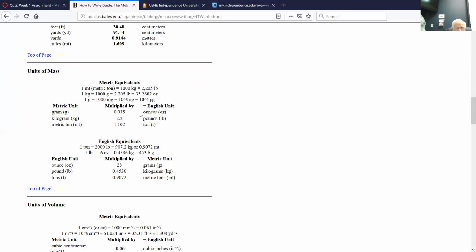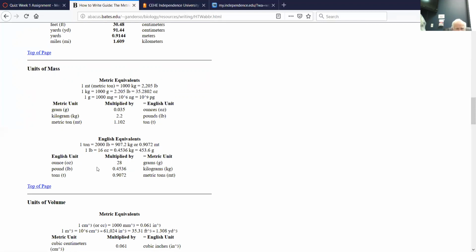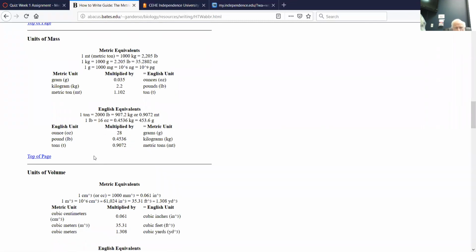If we just look at the conversion, a kilogram is 2.2 pounds, and a gram is about 1/30th of an ounce. It's actually 29 point something or other. 30 is usually good for most measurements. Well, they say 28, so that's fine. 30 is something that we can use.